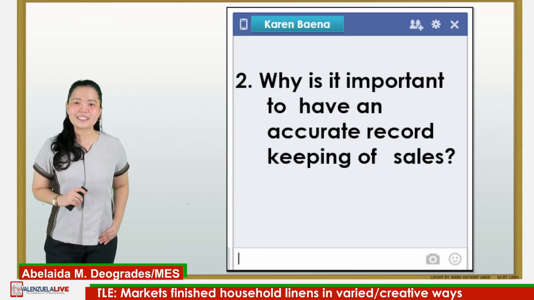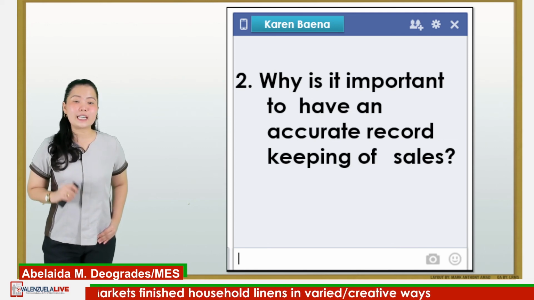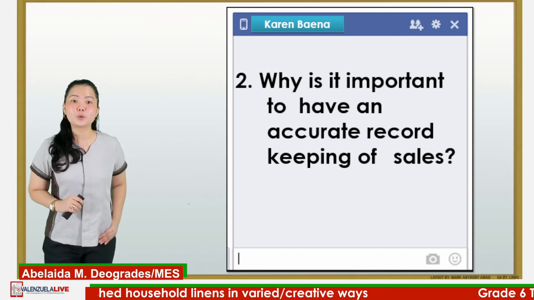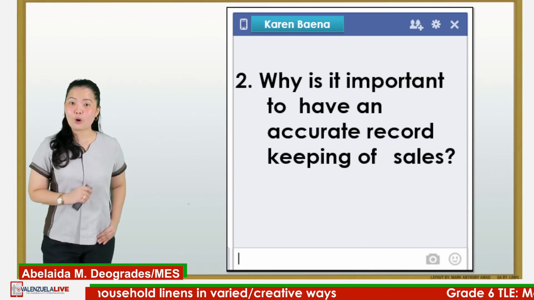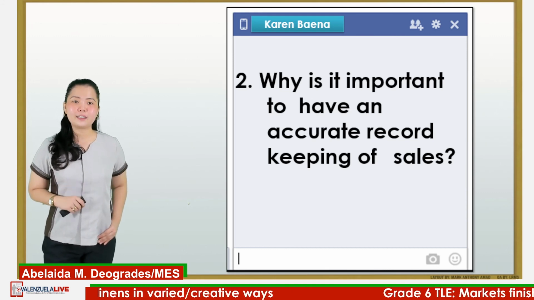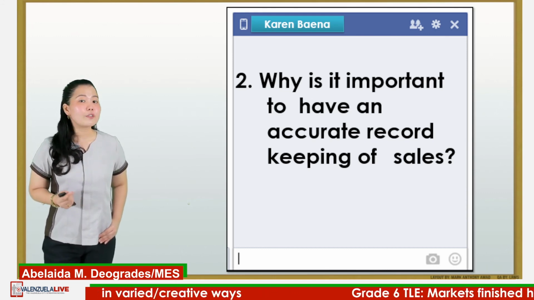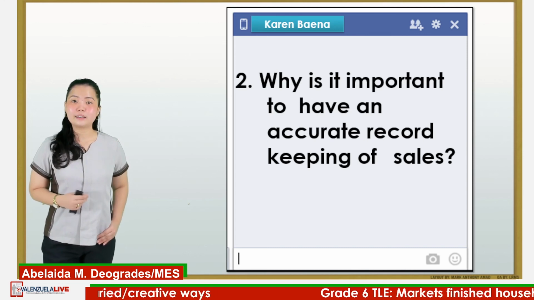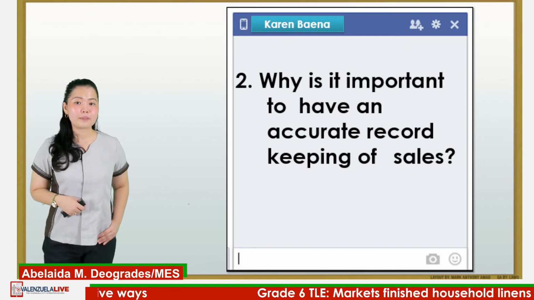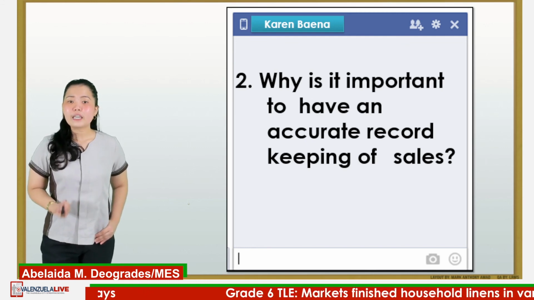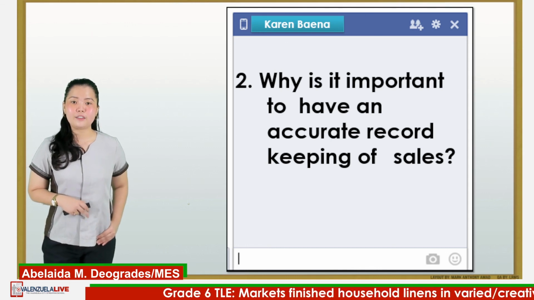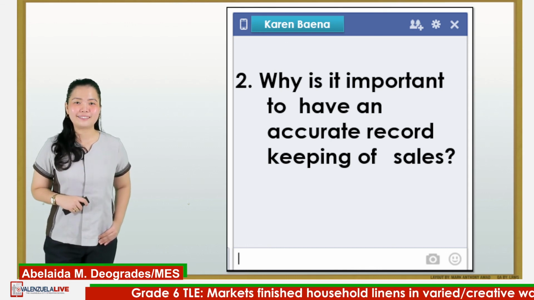Good question. Keeping good records is very important to your business because it will help you to do the following. First, monitor the progress of your business if it is saleable or not. B, prepare your financial statement. Next, you can also identify the sources of your income. And keep track of your deductible expenses and if it is profitable.